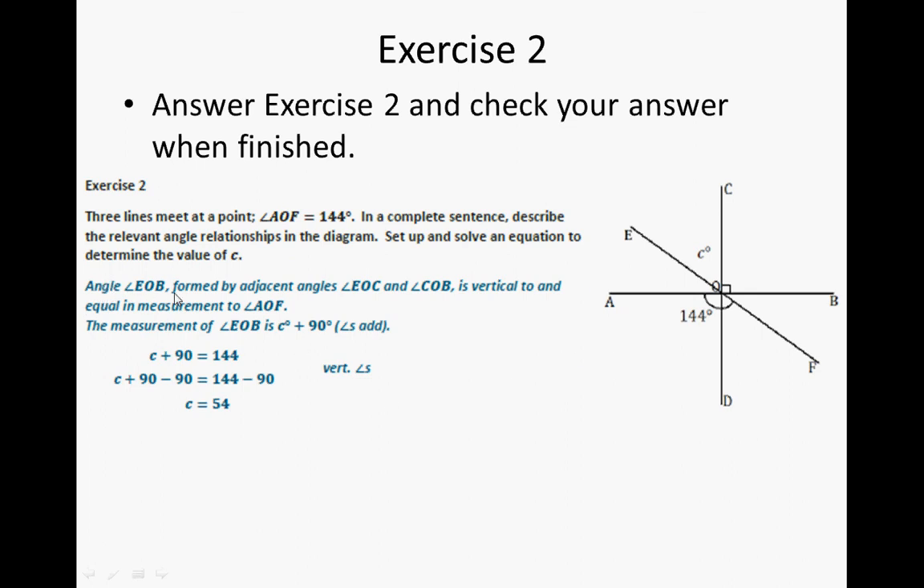So angle EOB, formed by adjacent angles EOC and COB, is vertical to and equal in measure to angle AOF. So therefore the measurement of angle EOB is C degrees plus 90 degrees because they are angles that are adjacent to each other. Now that we know that, C plus 90 is 144, so we would subtract 90 degrees from both sides, and C is 54 degrees. The reason we can do this is because they are vertical angles.